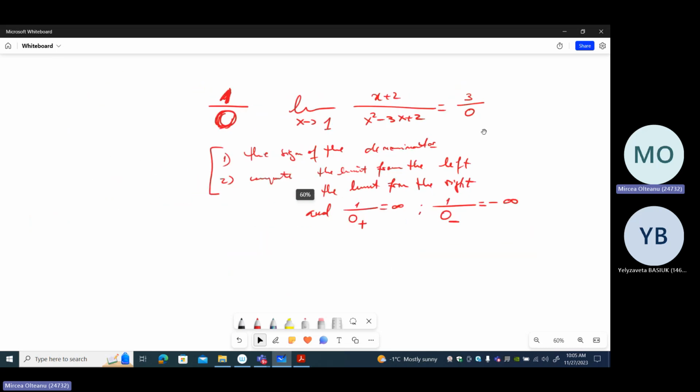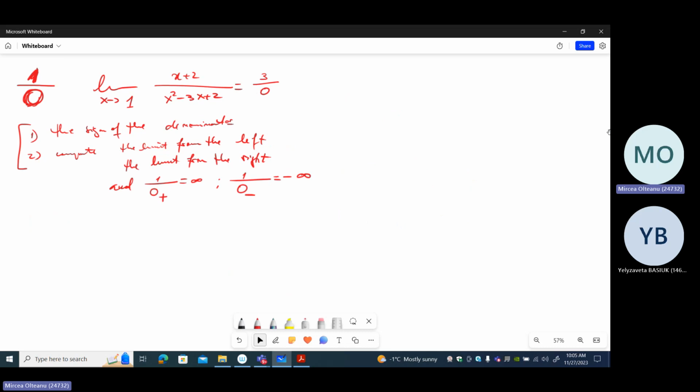So the first thing to do when we see that we have this case is to make the sign of the denominator. That means a table of sign. We need a table of sign of the expression x squared minus 3x plus 2. Our first lesson at the Rose class was about the sign of the quadratic function. We know how to do it.